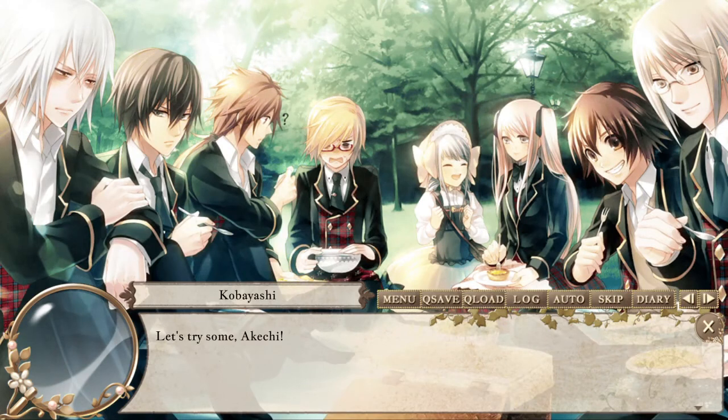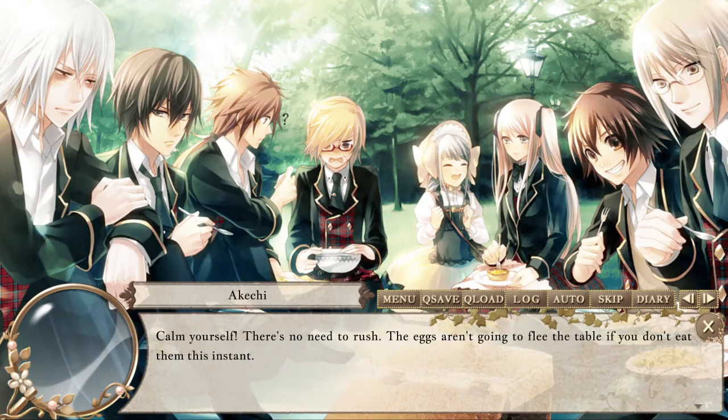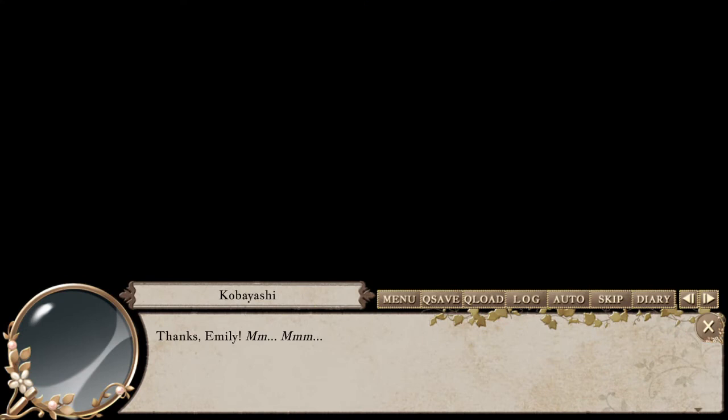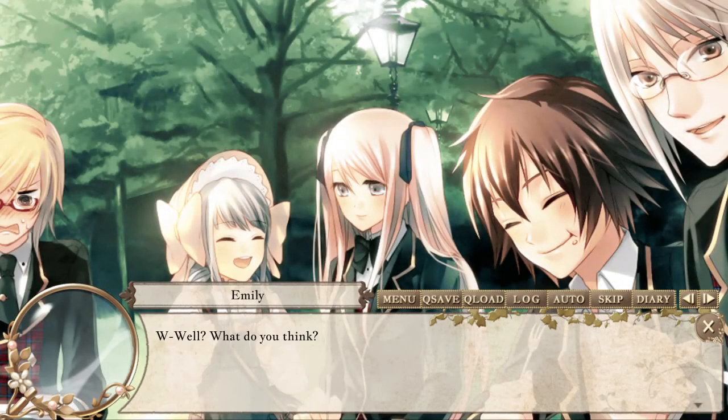Is that so? Let's try some, Akachi! Calm yourself. There's no need to rush. The eggs aren't going to flee the table if you don't eat them this instant. Thanks, Emily! I shall try some as well. Well, what do you think? Delicious! I love the fluffy texture.